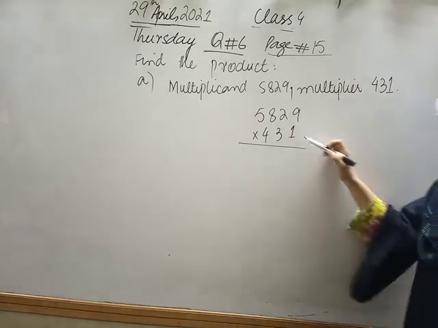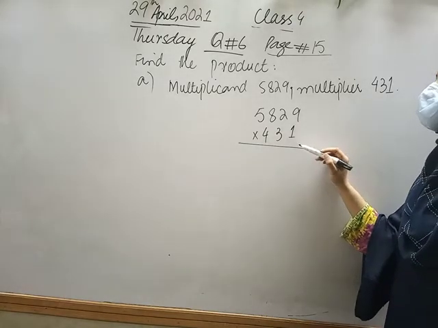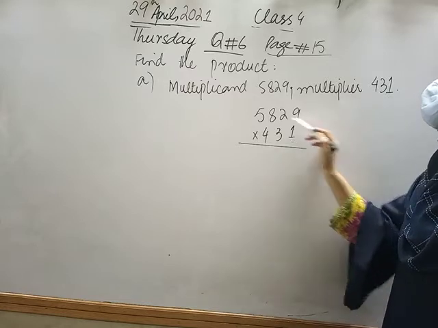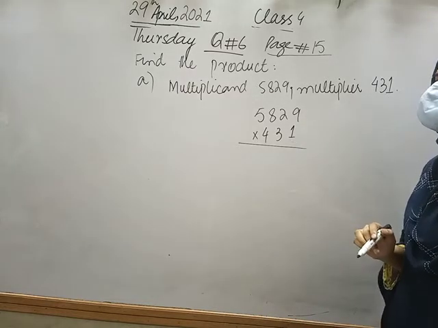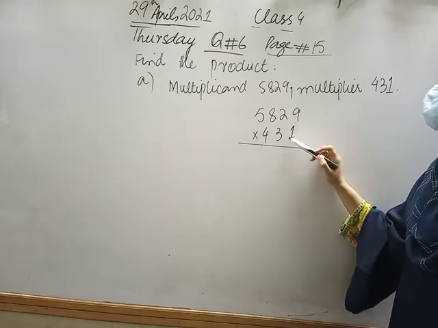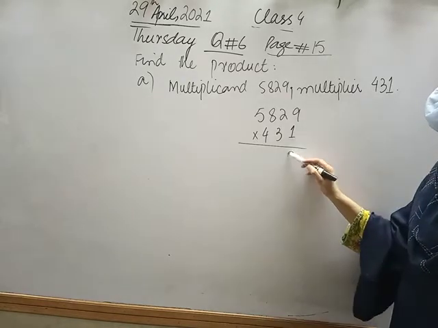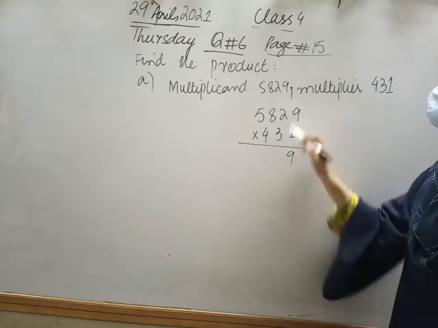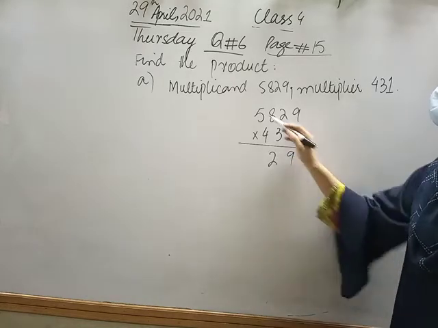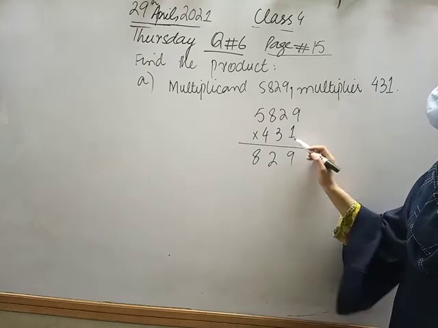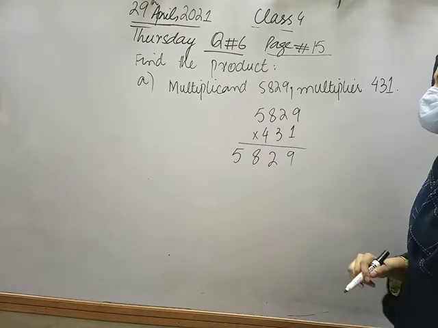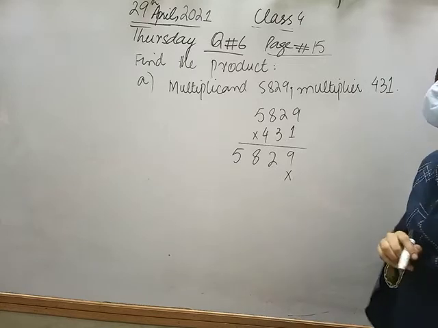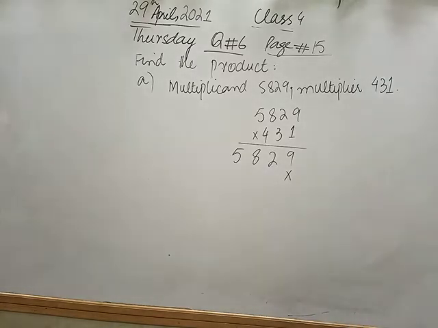Now, I will start from this side, which is 1. So I will multiply this 1 with the whole number. Isn't it, class? Okay. So 1 times 9 is 9. 1 times 2 is 2. 1 times 8 is 8. 1 times 5 is 5. Multiplication sign here. Why will I write a multiplication sign there? Very good, because I am done with the 1-digit number. Isn't it, class?